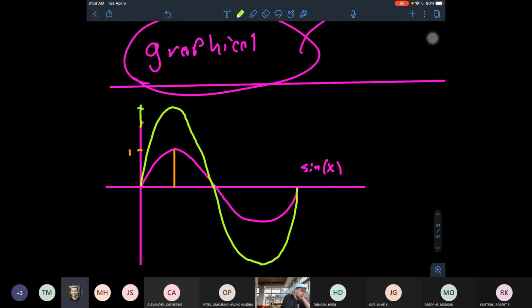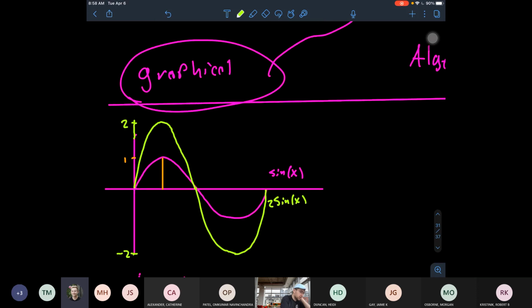Where we go basically up to 2 now instead of just down to -1. Okay, so this looks like 2 sine of x. And then if we apply this phase shift, we're just going to move this whole thing over to the right by pi over 4 units. So we just pick the whole thing up.